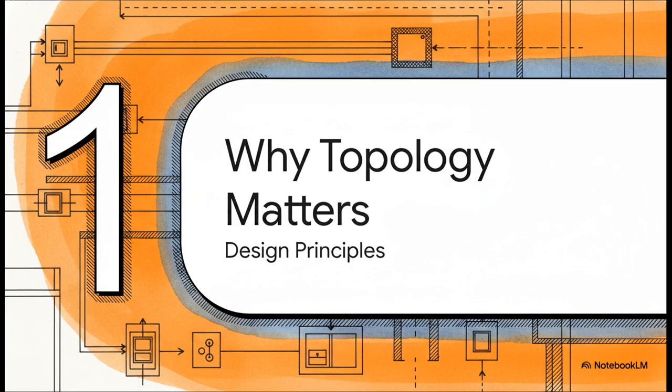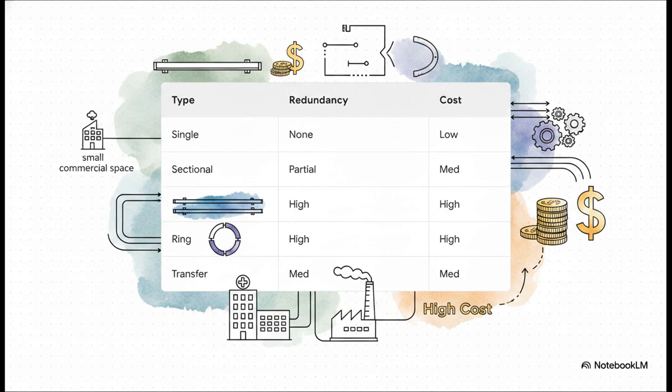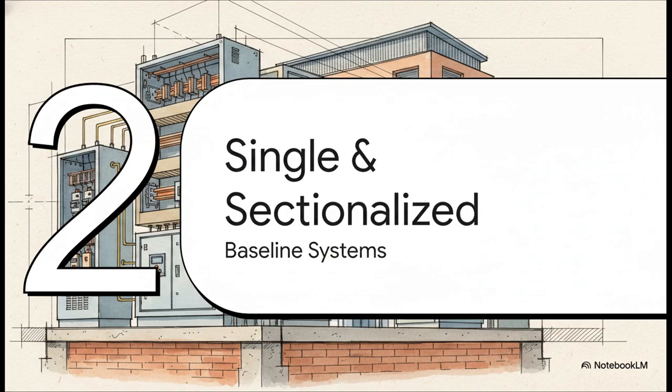All right, Section 1, why busbar topology actually matters. When you really get down to it, it all comes down to an inevitable trade-off between initial cost and redundancy. A single busbar, yeah, it's low cost, but it offers practically zero redundancy for anything beyond a small commercial space. But as you scale up to a double or ring busbar, your redundancy and maintenance flexibility just shoot right up to high. The catch? Well, the cost goes right up with them. It's a constant balancing act against the load's criticality.